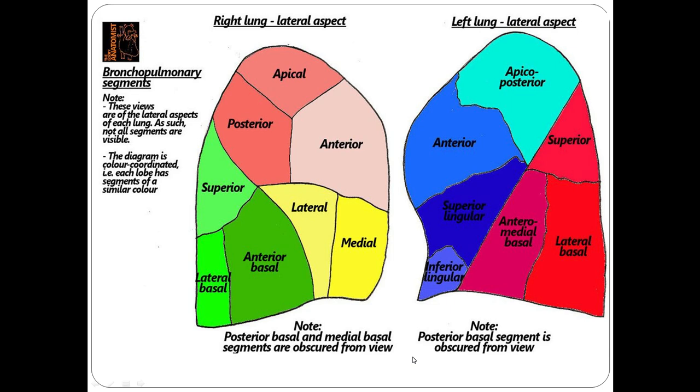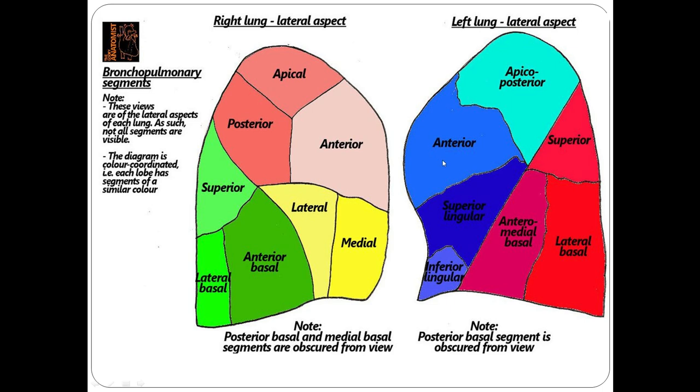This slide is showing you the bronchopulmonary segments on the lateral aspect for both the lungs. Right lung first. The various segments for the upper lobe are the apical, anterior, posterior. For the middle lobe, medial and lateral. For the lower lobe, superior, medial basal not shown, anterior basal, lateral basal and posterior basal not shown.